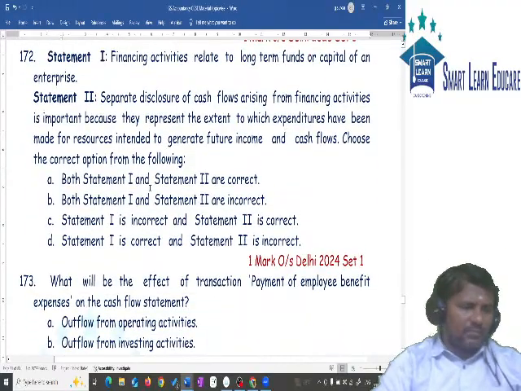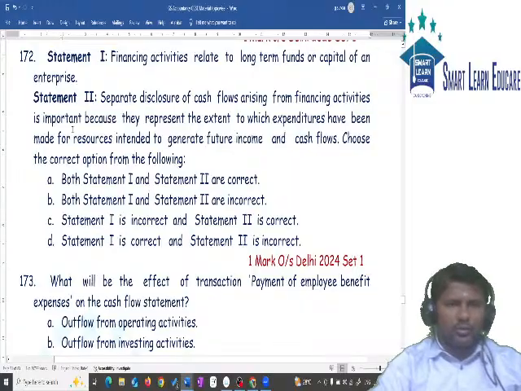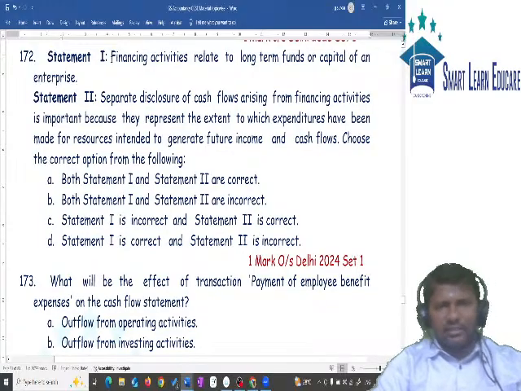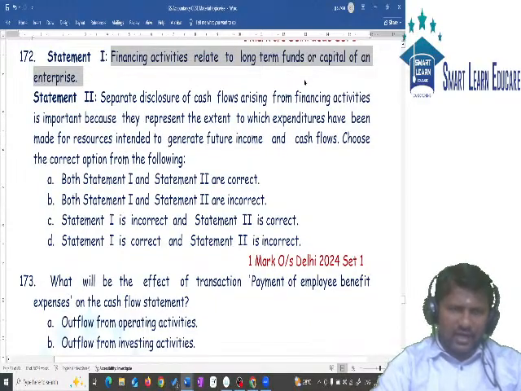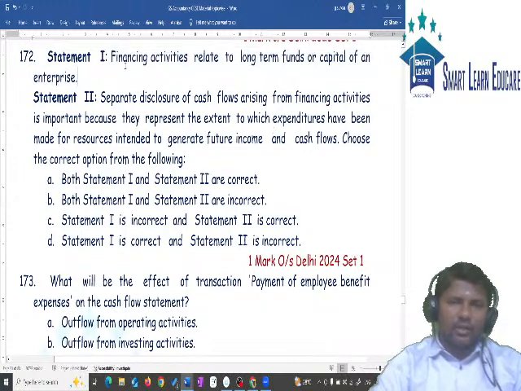Next, question number 172. Financing activity relates to long-term funds and capital of the enterprise. What do you mean by financing activity? Liability side related things will come under financing activity.